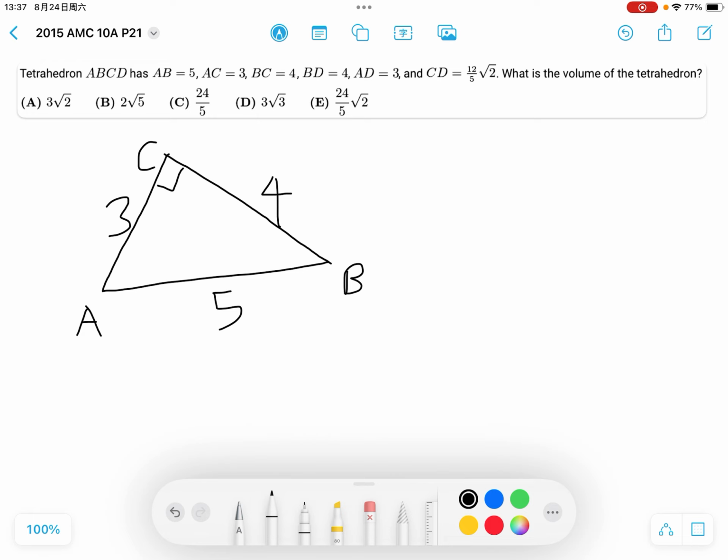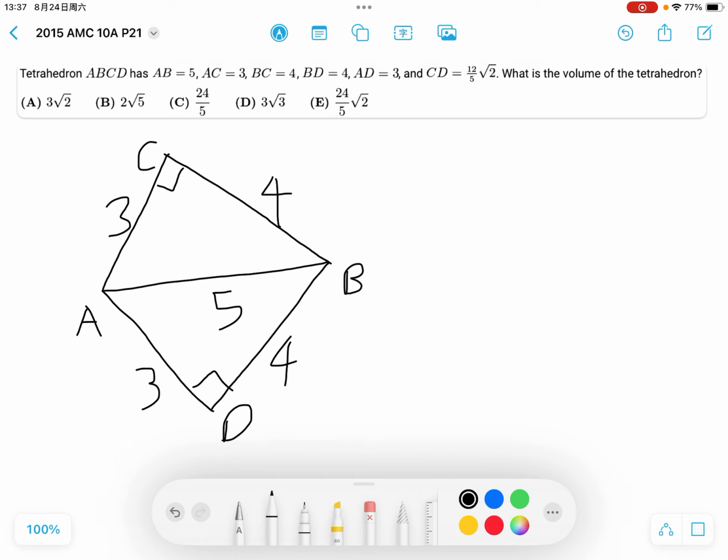Now, BD is equal to 4. So I'm going to assume that's BD, and then AD is 3. So I'm going to connect AD. That's 3, that's 4, and that's a right triangle. Again, so ABD and ACB are both right triangles, and they're congruent to each other. That actually looks kind of great.